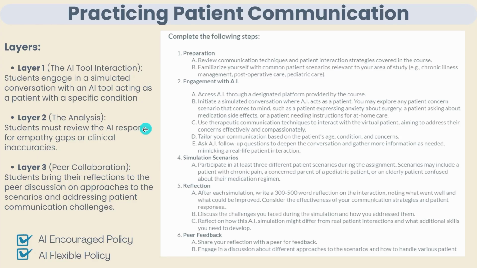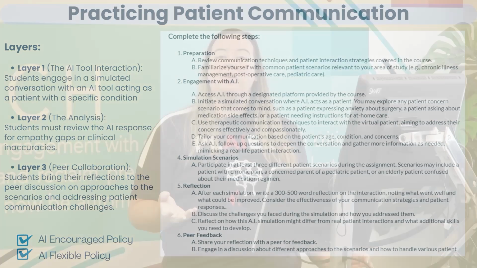And then layer 2 is the analysis, which in the directions gives them explicit things to do. They have to review the AI outputs. They are noticing and building that AI literacy skill that it's going to hallucinate. It's going to have things that just aren't right. And hopefully they'll be able to connect that back to the content and the resources that you give them and the research. And then that third layer is the peer collaboration.